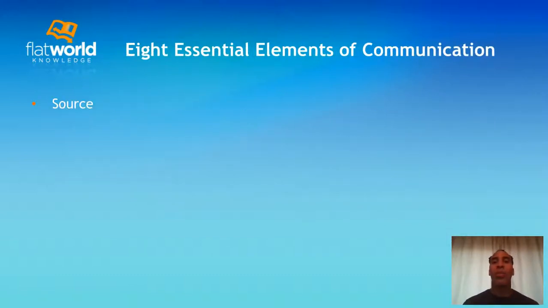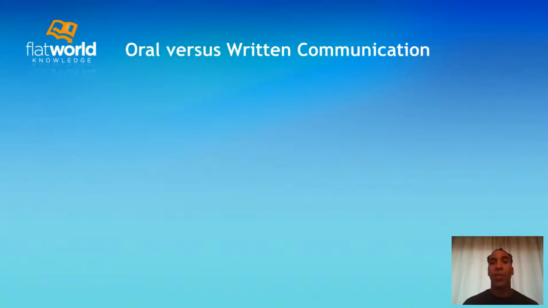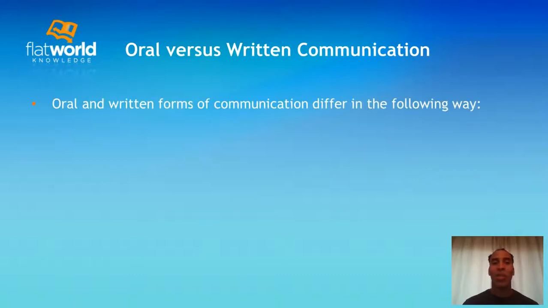The 8 essential elements of communication. You have a source, which comes from me. You have a receiver, it goes to you. You have a message, that's what I'm attempting to communicate to you. The channel, right now it's a video. The feedback, whatever feedback you provide me. The environment, context, and interference. Hopefully there's no interference. You're not watching the game and watching the lecture at the same time.